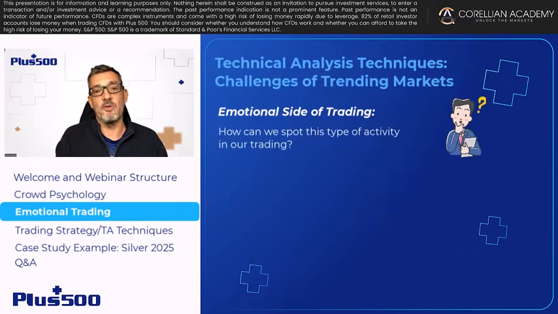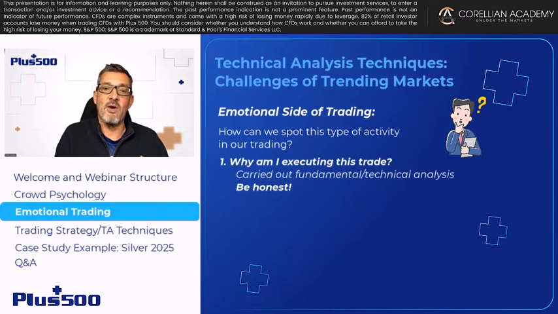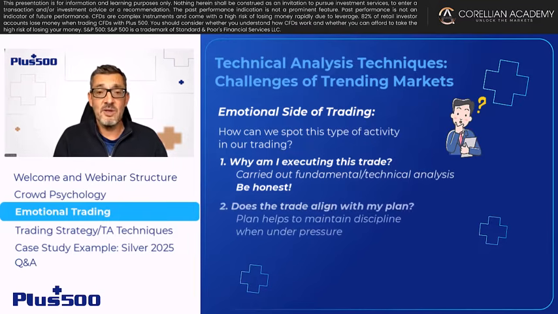So how do we spot this type of price activity in our day-to-day trading? Well, there are three questions that are worthwhile asking yourself before pressing the button to execute a trade. And these can help with your decision making. Question one, why am I executing this trade? Consider whether you have carried out your usual analysis of the fundamentals and/or price activity, and above all, be honest with yourself. Question two, ask yourself, does it align with your trading plan?